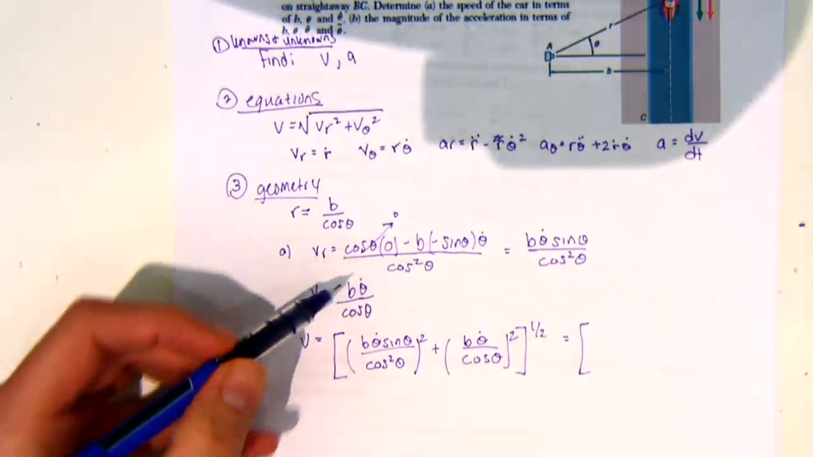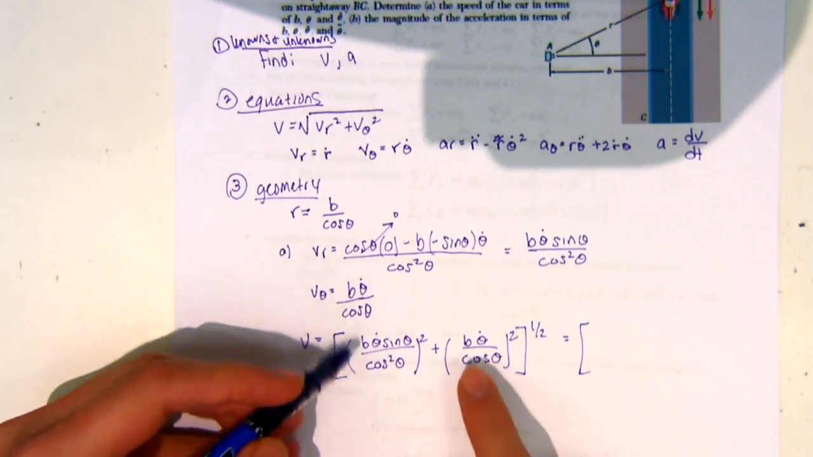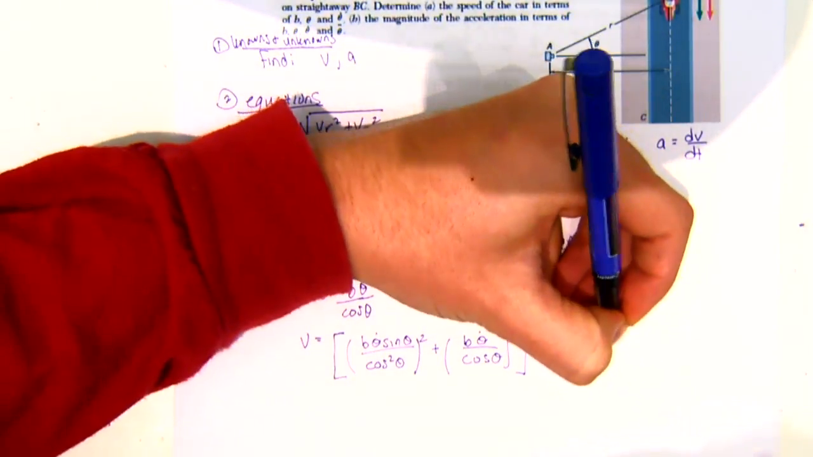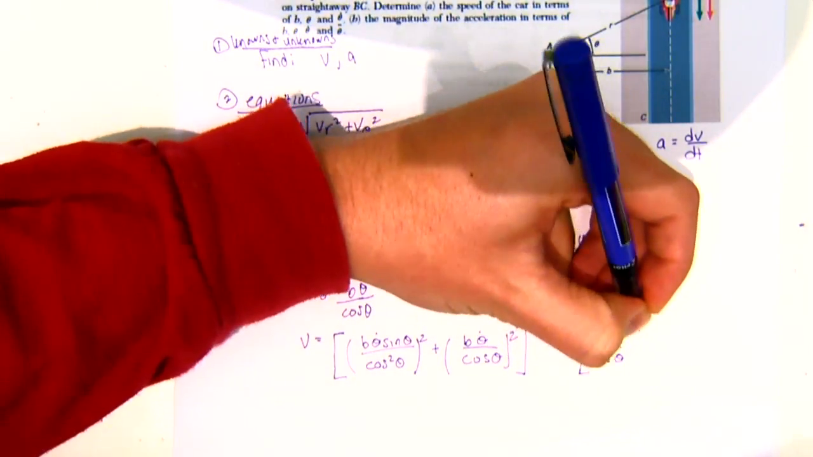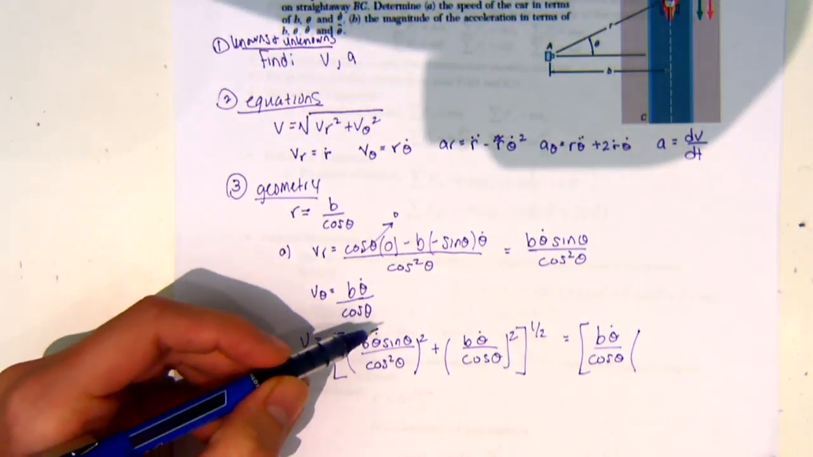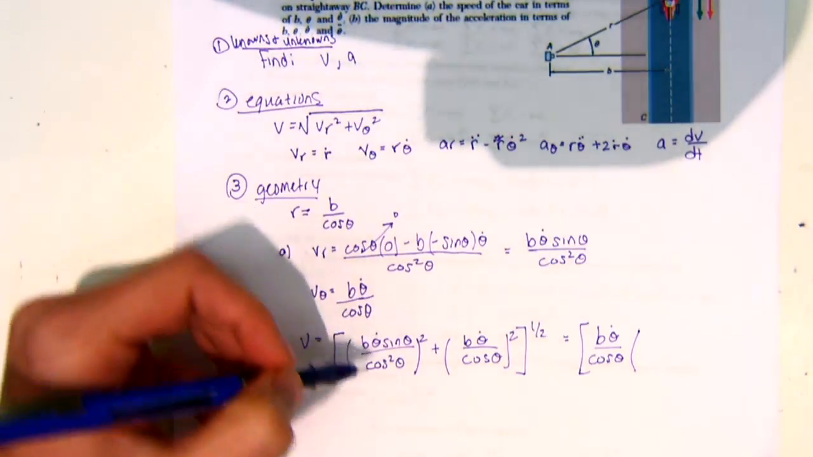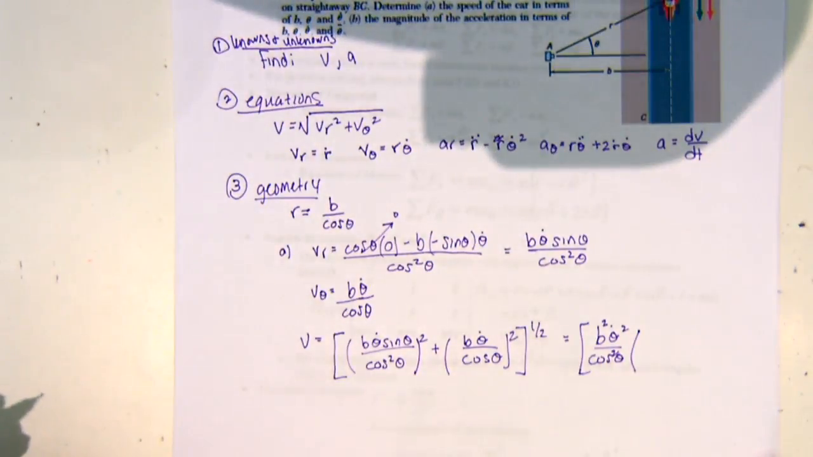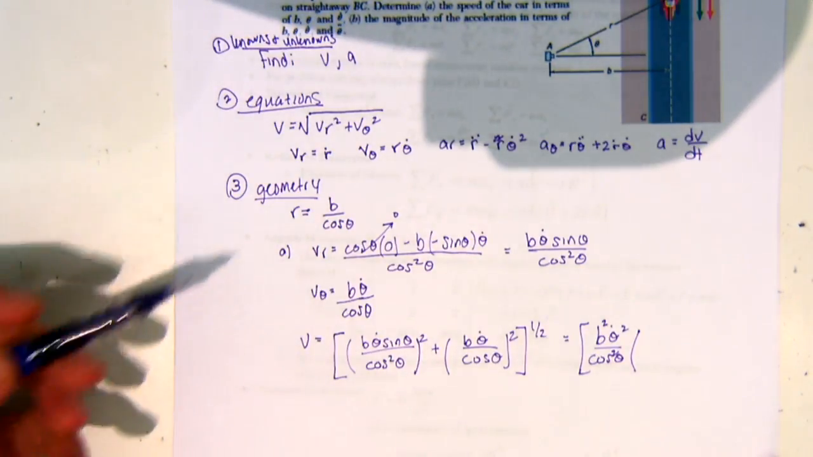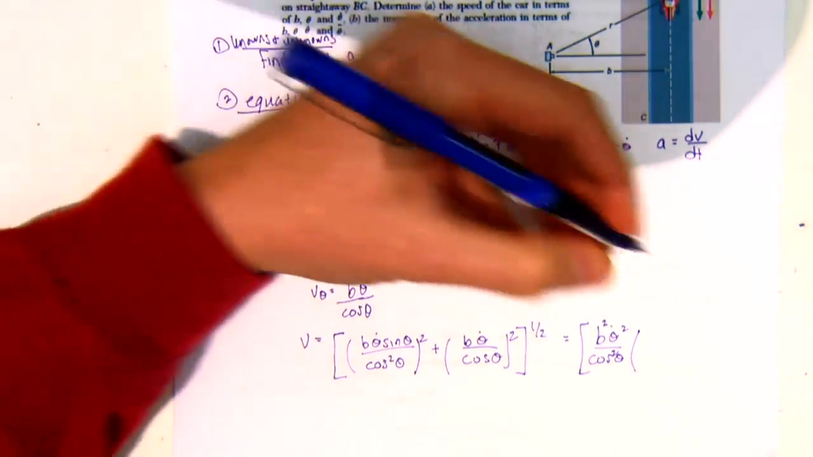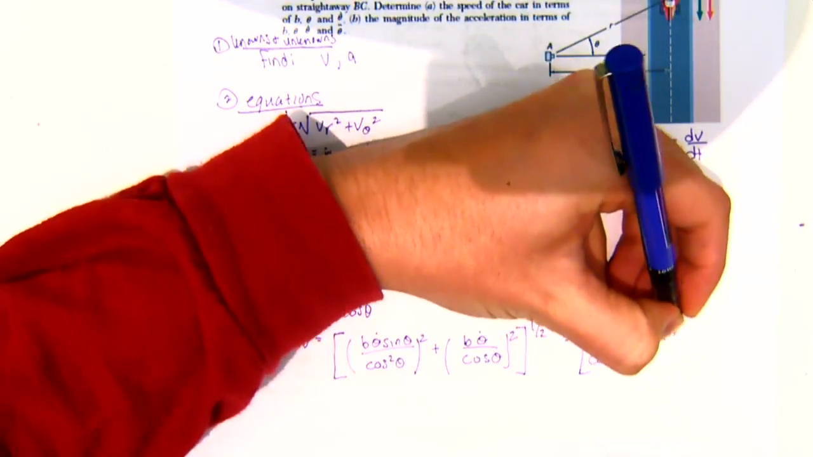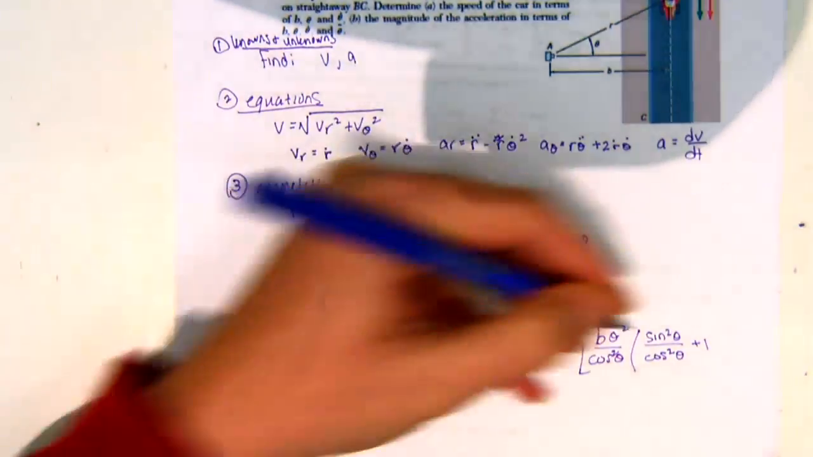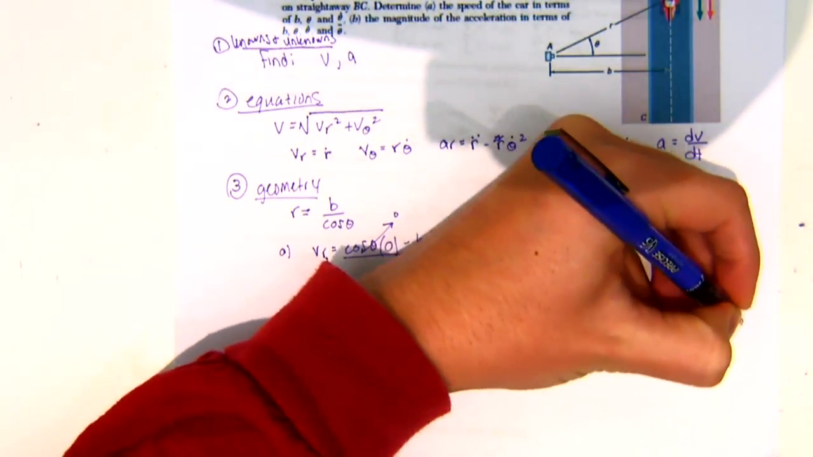What I'm going to do is I notice that in each of these terms, I have a b, a theta dot, and a cosine theta. So I'm going to say b theta dot over cosine theta. And then I'm going to pull out a square of all of those. So this is b squared, theta dot squared, and then cosine squared theta, right? Because each of those terms is squared. So that leaves me with sine squared of theta over cosine squared theta plus 1. And this is all to the 1/2.